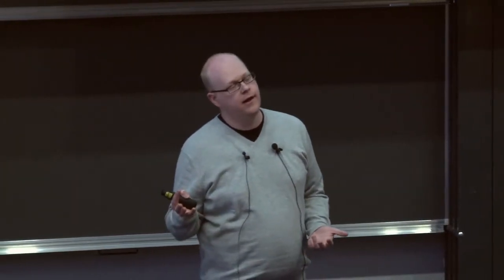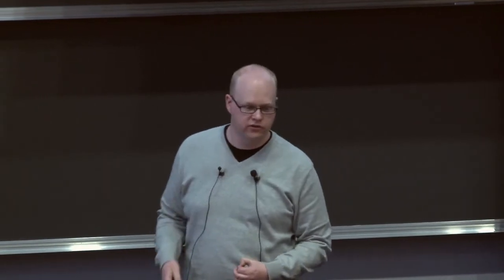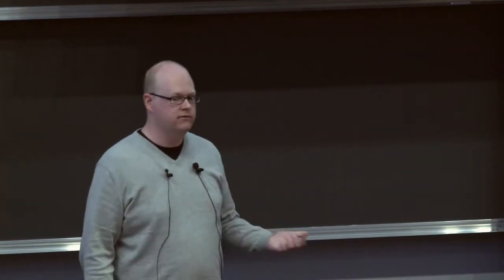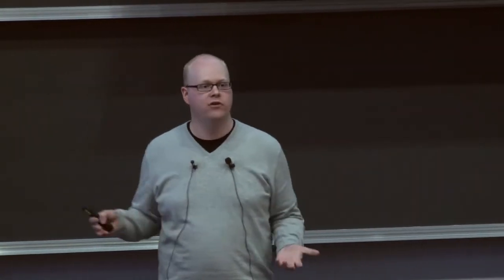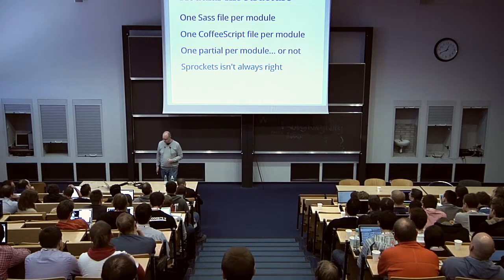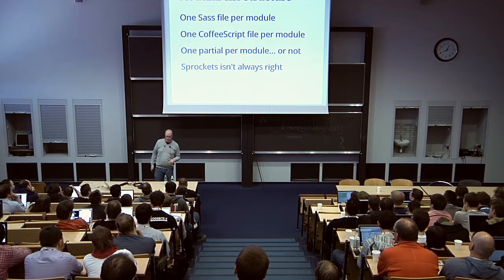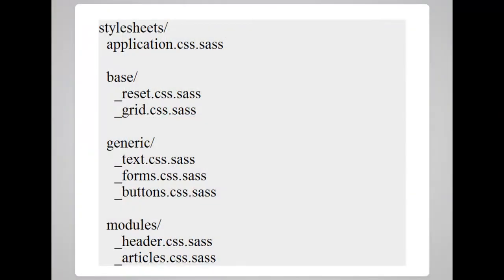I would love to use one partial per module in Rails, or not. Partials generate I/O. You need to pass stuff to your partials. So I don't do that. HTML is just in my views and not broken up into modules. But do whatever works for you. When you use Sass, sprockets isn't always right. I will show that in a bit.